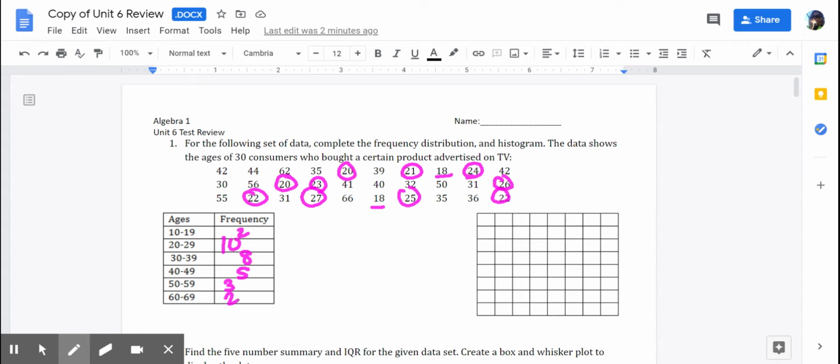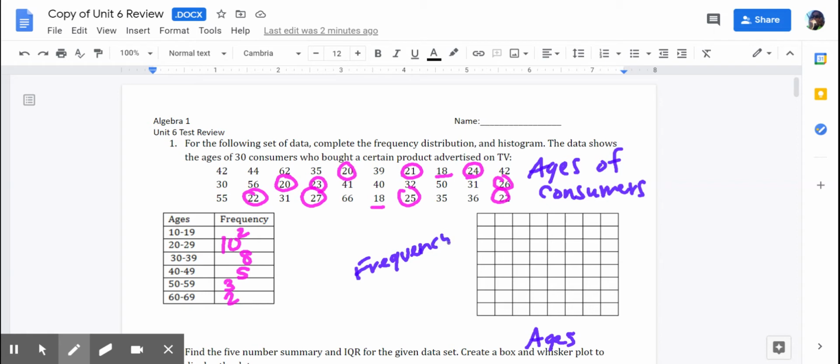Now, when you're creating your histogram, you want to make sure you give me the title of the histogram. So this is ages of consumers. You also want to make sure that you title your X and your Y axis. So my X axis will be your ages, my Y axis will be the frequency of how often their ages happen.